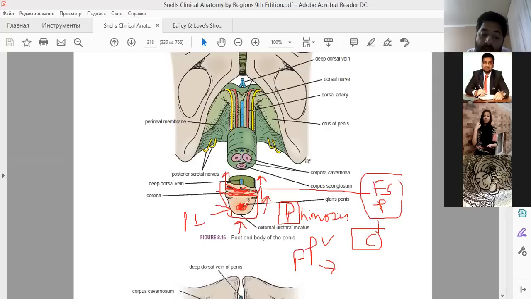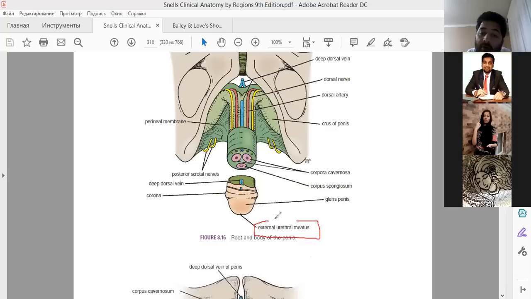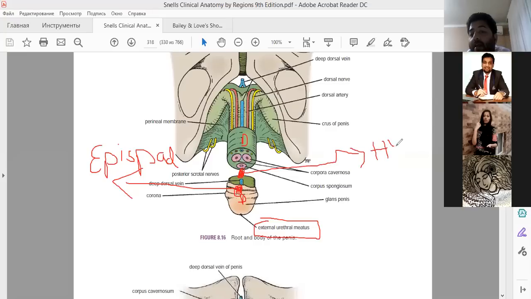Epispadiasis is the opening of the urethra on the dorsal surface. This is the dorsal surface. This is the normal opening of the external urethral meatus, but if it is opening somewhere here on the dorsal surface, we will call it epispadiasis. And when it is on the lower part, on the ventral side, we will call it hypospadias. So if the urethral opening is on the ventral surface, it is hypospadias. If the urethral opening is on the dorsal surface, it is epispadiasis.